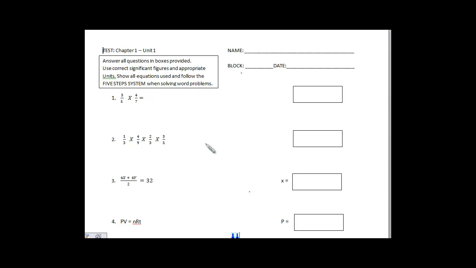Okay, buckaroos and buckarettes, we're going to take a look at this test. This was the Chapter 1 test that we took. You notice up here I gave you these directions: significant figures, units, and use the 5-step system for solving the problems. Well, I certainly looked at that when I was grading it.